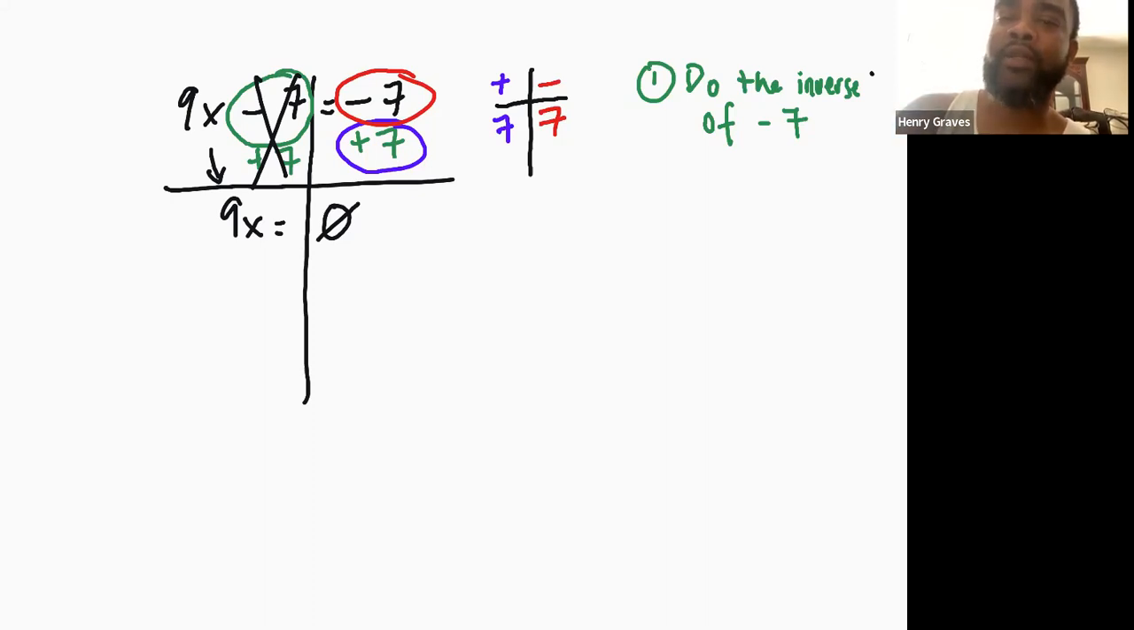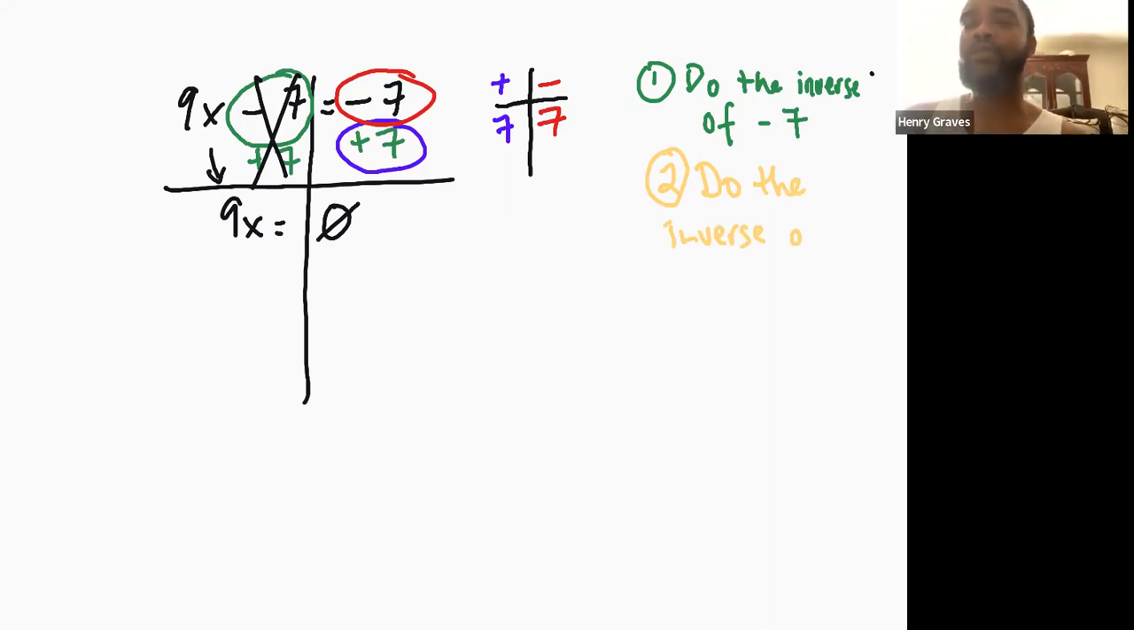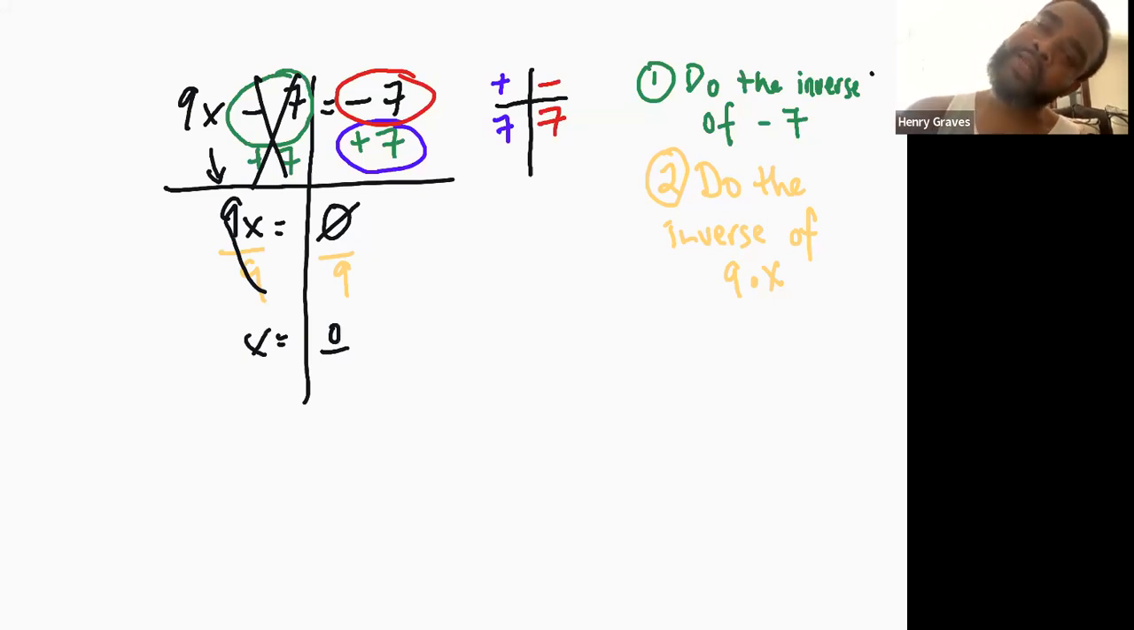Now, my second step: I'm going to do the inverse of 9 times x. So if I'm doing the opposite of multiplying by 9, I'm going to divide both sides by 9. And when I do that, x will equal 0 divided by 9, so x is equal to 0. And the greatest thing, again, like I did before, is I can check my work.